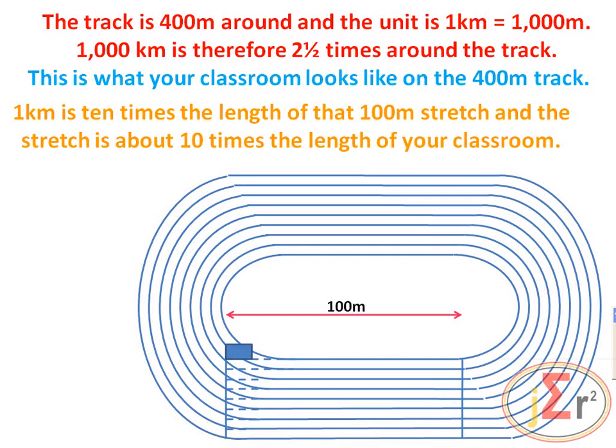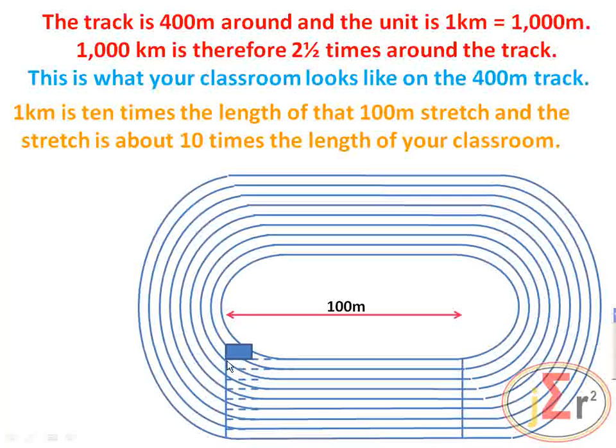So 1,000 meters makes a kilometer. So 1 kilometer is what? 10 times the length of this stretch that we have here. 1 kilometer is 10 times this, because this is 100 meters. 100 into 1,000 is 10. So we take 10 of these to give 1 kilometer.